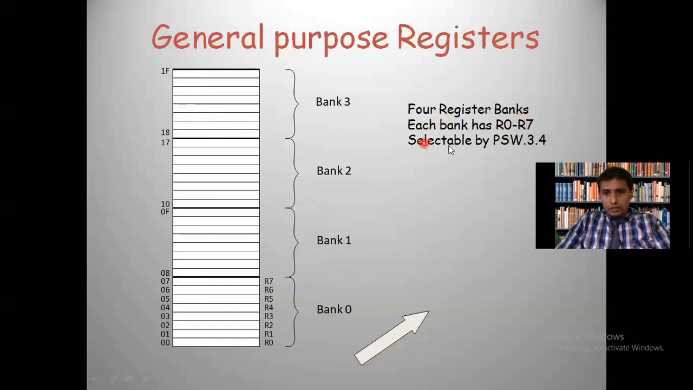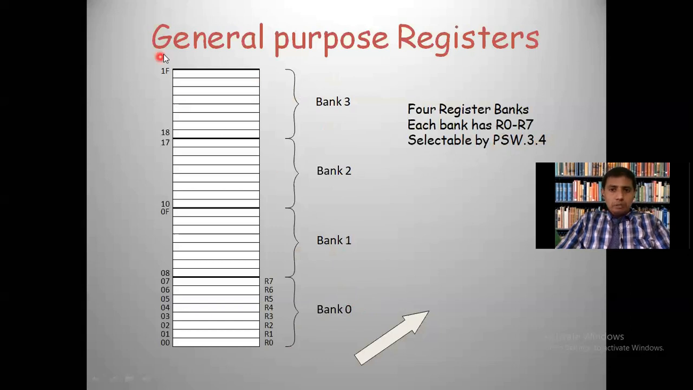Each bank has R0 to R7, selected based on program status word bit 3 and bit 4. So in order to select these 4 banks, we use the program status word register. The program status word is nothing but the flag register. Flag register bit 3 and bit 4 are used to select either bank 0, bank 1, bank 2 or bank 3. At the end of this video, I will explain the program status word. In that I will show you bit 3 and bit 4 and how these 2 bits are used to select banks of the internal RAM area easily.